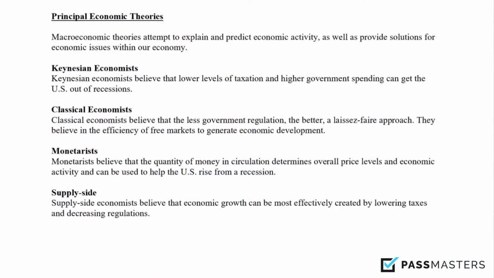Keynesian economists believe that lower levels of taxation and higher government spending can get the U.S. out of recessions. Classical economists believe that the less government regulation, the better. It's a laissez-faire approach. They believe in the efficiency of free markets to generate economic development. Monetarists believe that the quantity of money in circulation determines overall price levels and economic activity and can be used to help the U.S. rise from a recession.